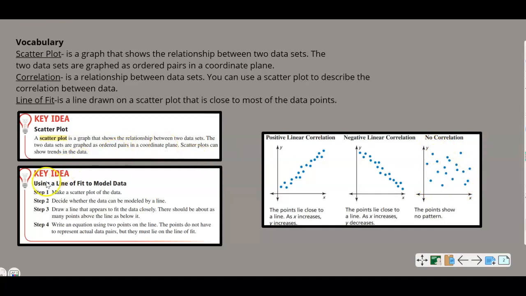All right, also key idea over here, using a line of fit to model data. Here are 4 steps that you need to be familiar with in order to use a scatter plot to draw a line and make an equation from that line.